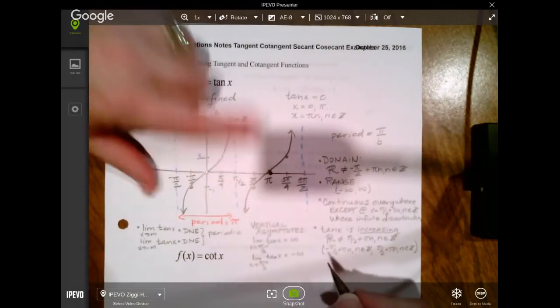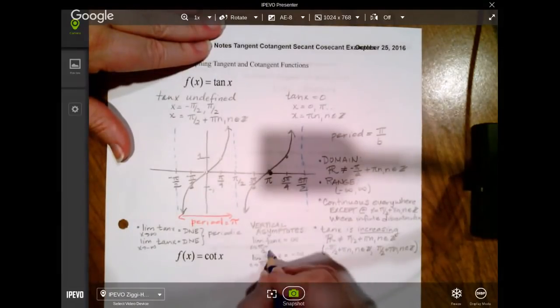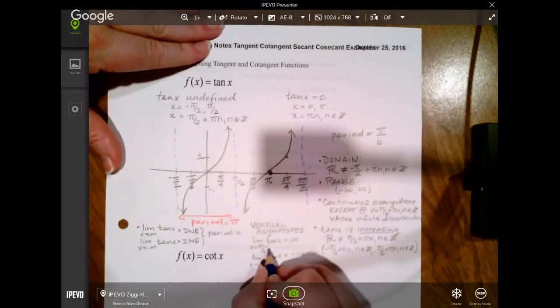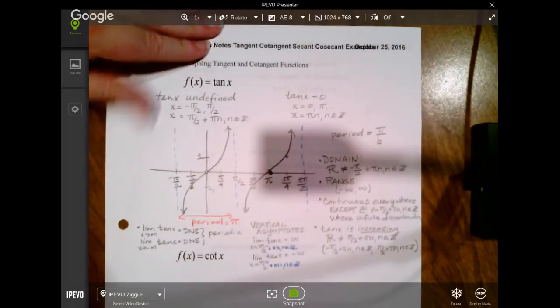infinity. Now, I can extend that to all of the asymptotes if I add this language in the limit language down here, plus pi n, n an element of the integer set, and then plus pi n, n an element of the integer set. And I've covered all of the vertical asymptotes when I have that description.